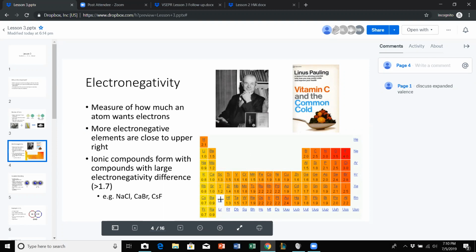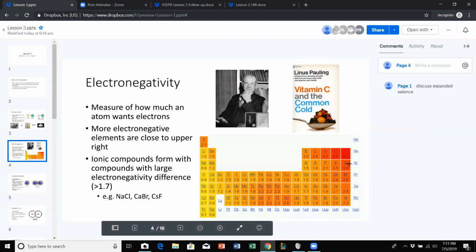And ionic compounds form when the two elements have a very large electronegativity difference. This means, for example, sodium chloride. Sodium is about 1 and chlorine is about 3. So the difference is 2, which is greater than 1.7, so this would be considered an ionic compound. Yeah, don't worry about the 1.7 rule too much. This stuff is obviously very flexible.